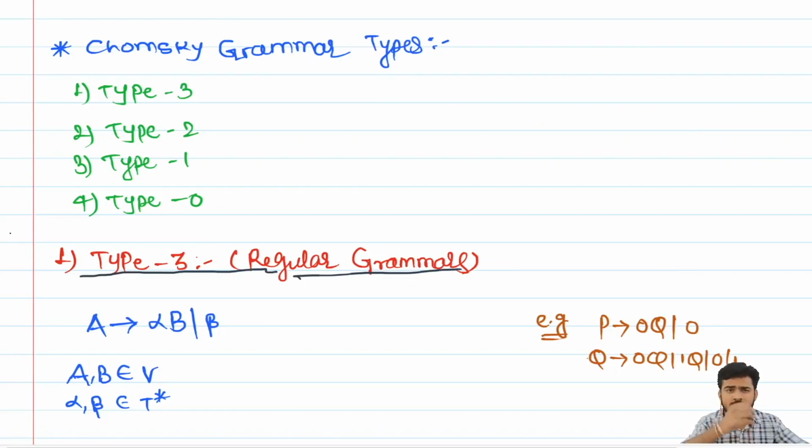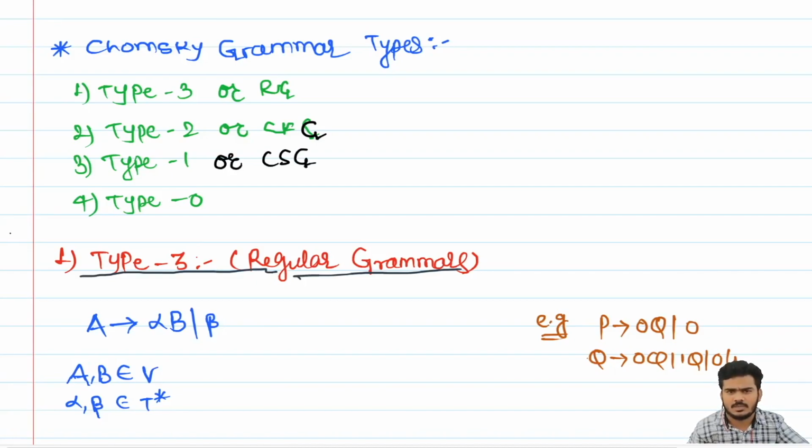So we have already seen the Chomsky family of grammars. In that we have seen that there are 4 types of grammar. Type 3 grammar is also known as regular grammar. Type 2 grammar is known as context free grammar. Type 1 is called context sensitive grammar, and finally we have type 0, that is the unrestricted grammar. Let's focus on type 3 grammar, that is regular grammar. The regular grammar generates regular languages, and these languages are accepted by finite automata.